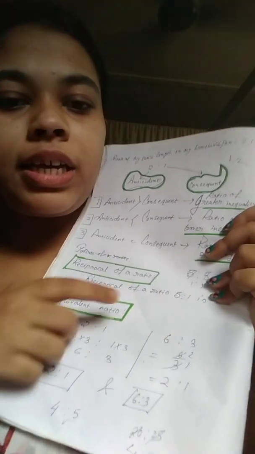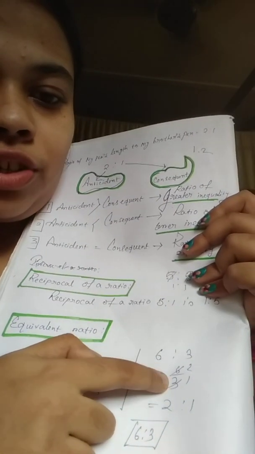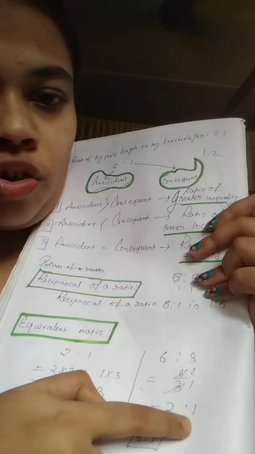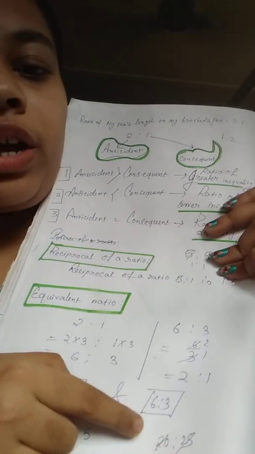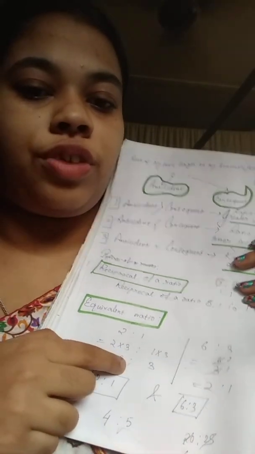Now I am taking this one, 6:3. We can write it in fraction form as 6/3. We can cut it by 3 and we get 2/1, that is 2:1. So from 6:3 we are getting 2:1 and from 2:1 we are getting 6:3. Both things are the same, meaning from one ratio we can get another ratio. These types of ratios are called equivalent ratios.